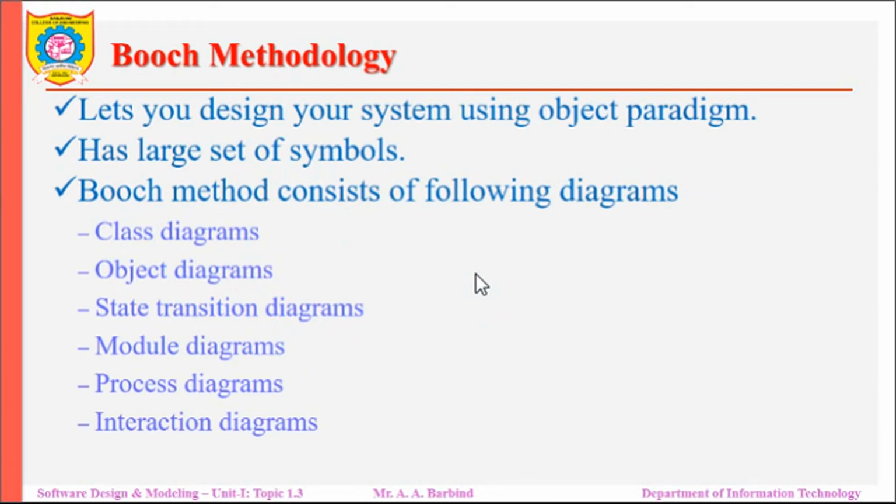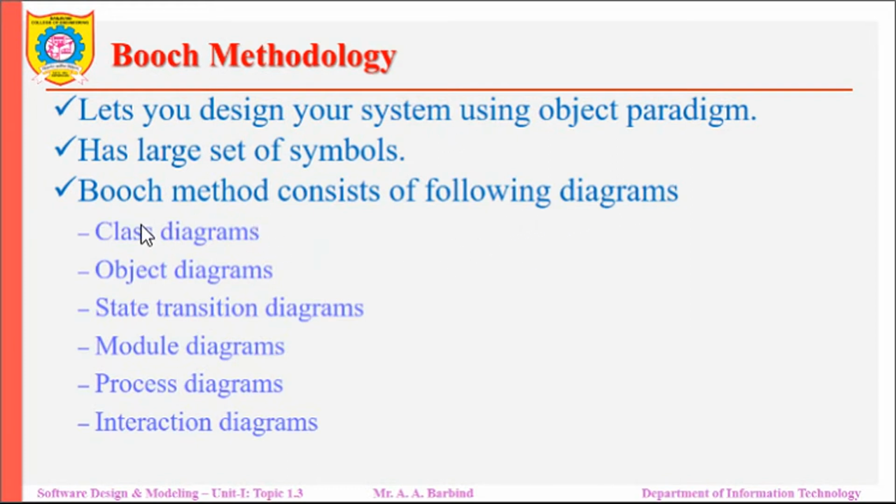Next is the Booch methodology. It lets you design your system using the object paradigm. It has a large set of symbols. Because of this, the Booch methodology was very much criticized, because a large set of symbols are there, but very few of those are effectively used while preparing the model.